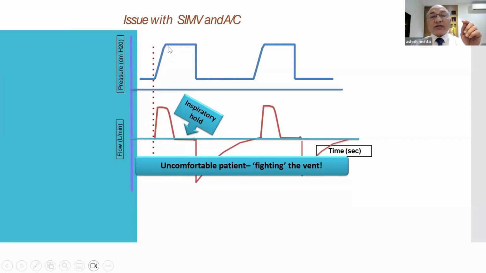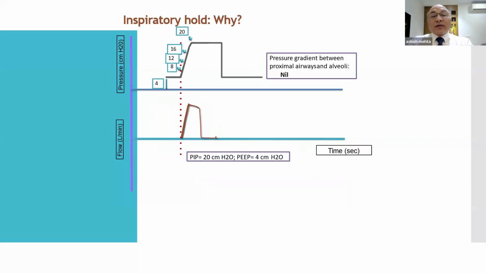But the pressure is held for the inspiratory time that you have adjusted on the ventilator, which may be 0.3 or 0.4 second. So the pressure is reached, but further flow is not there. And that is typically known as inspiratory hold. I am breathing and then I'm holding the breath. So there is sort of flow starvation that will happen. And that is where the problem is.